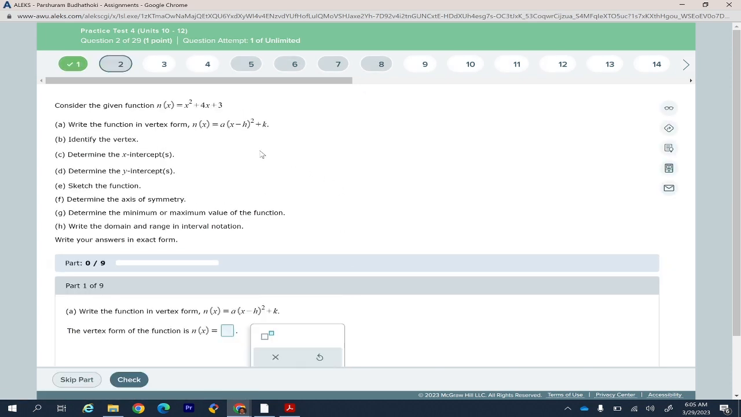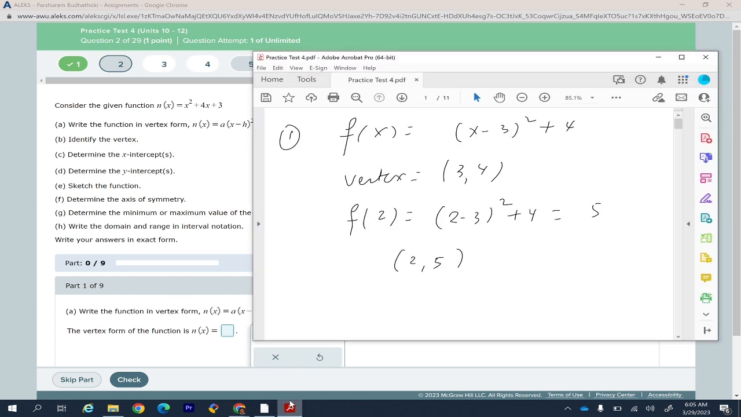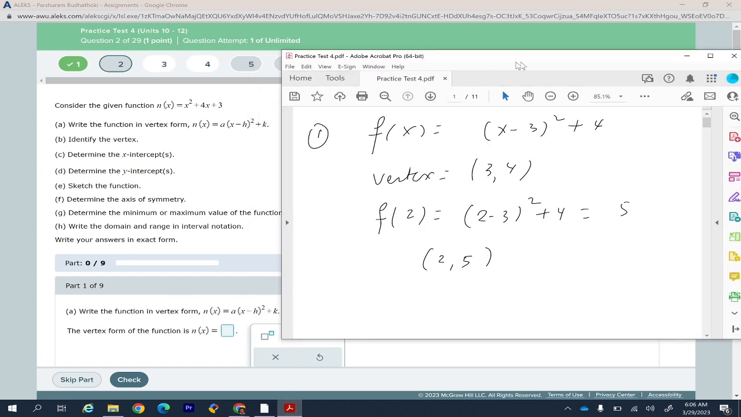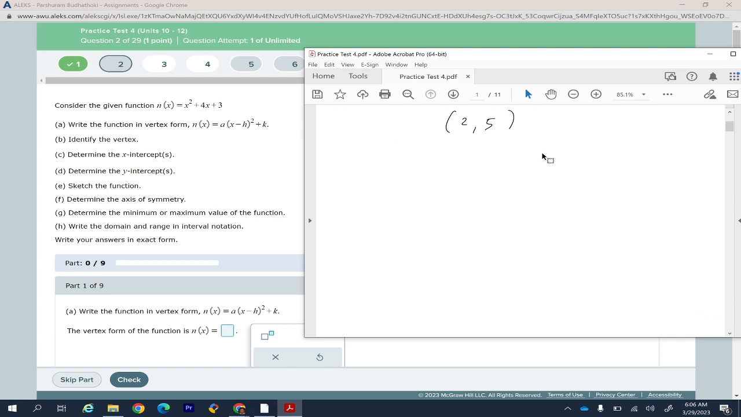Question number 2, we are given a quadratic function. We would like to write this quadratic function in standard notation like this, and then we can answer all these questions like problem number 1. So how do you go from here to there? You have to complete the square. I'm going to show you how to do it.